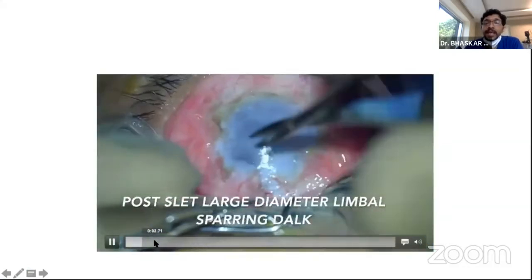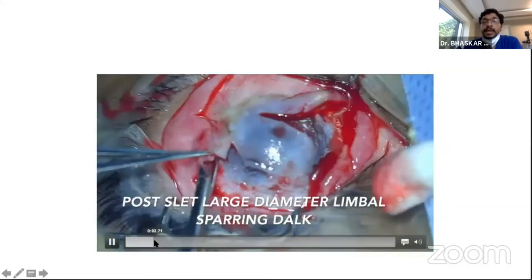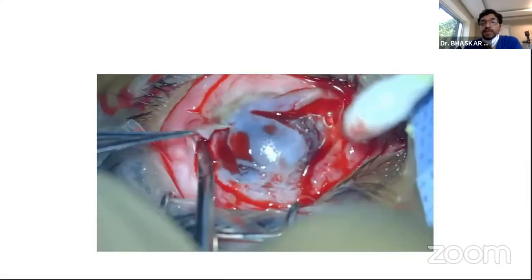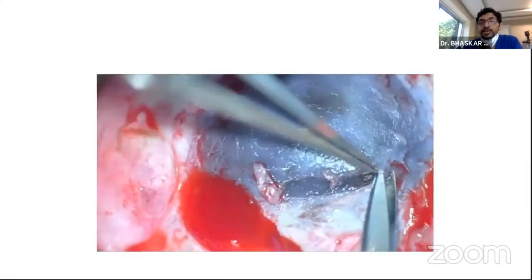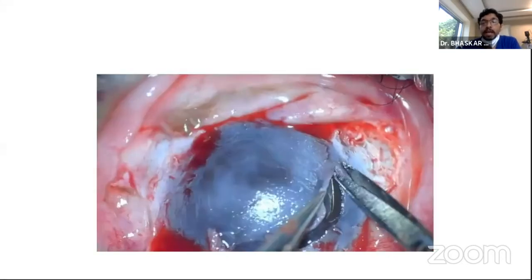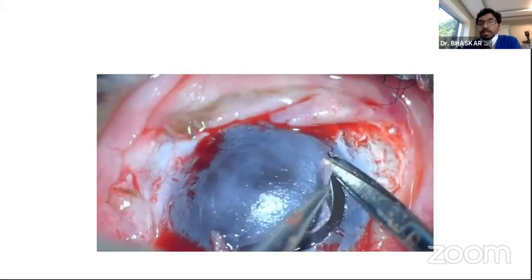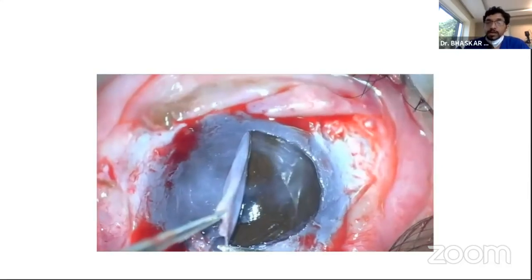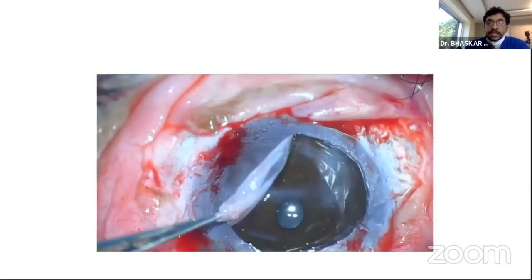So when you're doing an LK in a post-SLET eye, you might want to preserve whatever SLET bits or the area of the limbus that you did. So we did a limbal sparing technique where we're dissecting the tissue and reflecting the limbal tissue back and doing a large corneoscleral graft and then sticking the limbal tissue back onto the donor cornea as such.